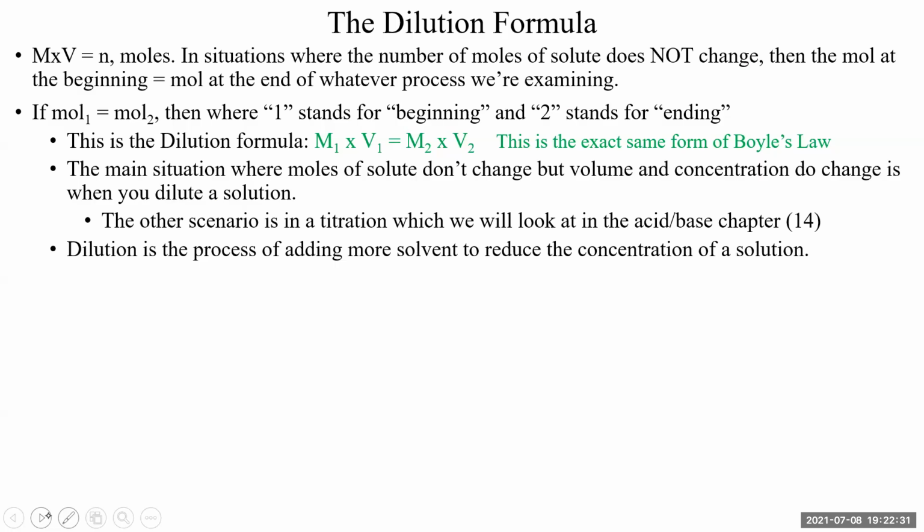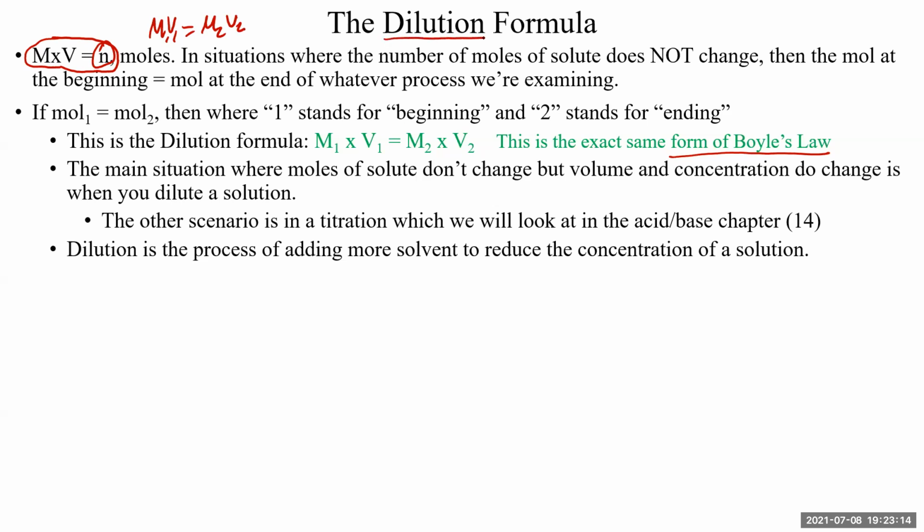The dilution formula is actually just an extension of M times V equals moles. The dilution formula is useful for situations where you're not changing the number of moles, but you are changing the molarity and the volume. The setup is exactly the same form as Boyle's law. I'm not saying this has anything to do with gases. That's not why I'm making this comparison. The comparison I'm making is that if moles are constant, then M times V at the beginning equals M times V at the end. This has the exact same form as P1V1 equals P2V2 for Boyle's law. And for the same exact reasoning, in situations where the moles don't change.